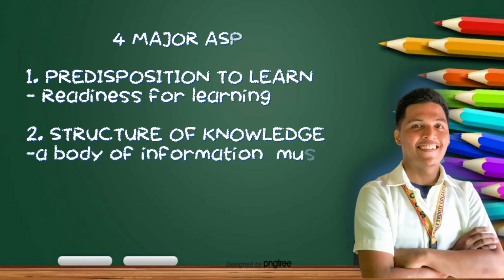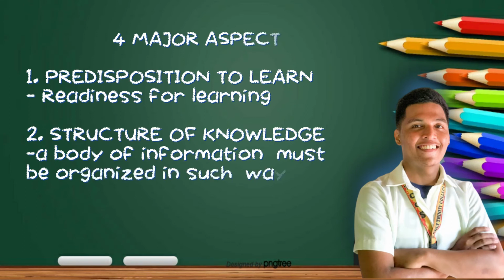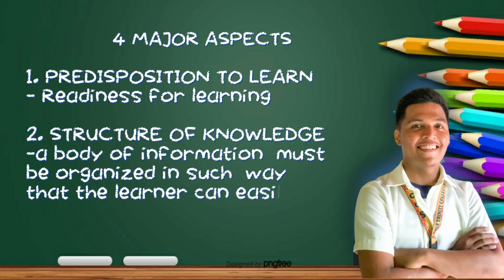Number one, predisposition to learn. He introduced the idea of readiness for learning. Bruner believed that any subject could be taught at any stage of development in a way that fits the child's cognitive abilities. And this feature specifically states the experiences which move the learner toward a love of learning in general or learning something in particular.